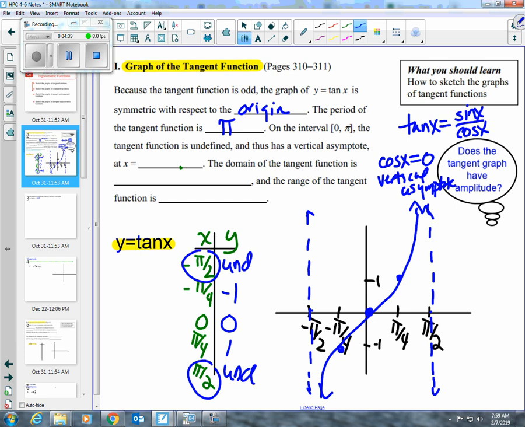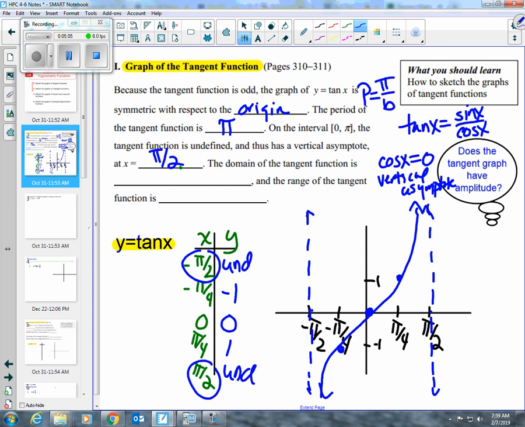That means our period formula for tangent is pi over b, not 2 pi over b, pi over b. The original graph is only pi long. So on that interval from 0 to pi, the place where it's undefined has vertical asymptotes at any multiple of pi over 2, remember. So that's where cosine is 0. So anywhere cosine is 0, then tangent's going to be undefined.